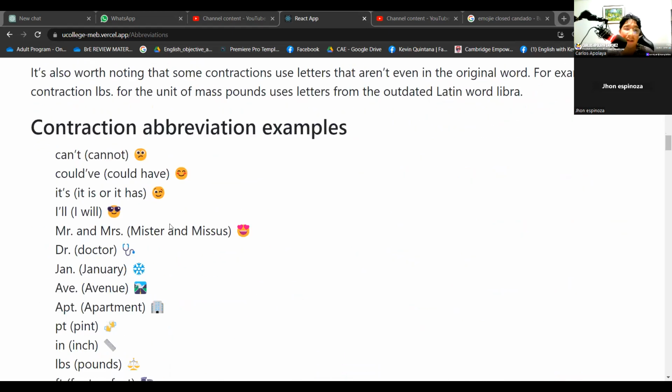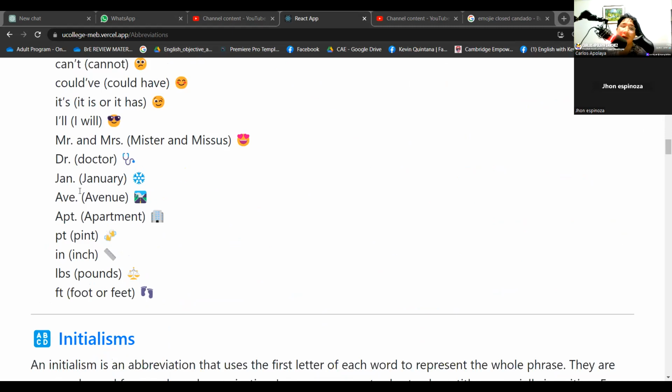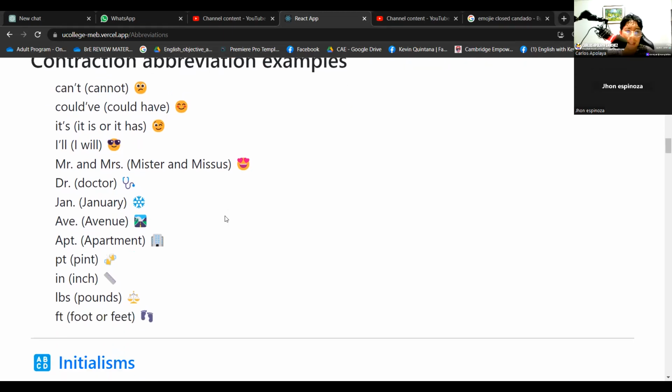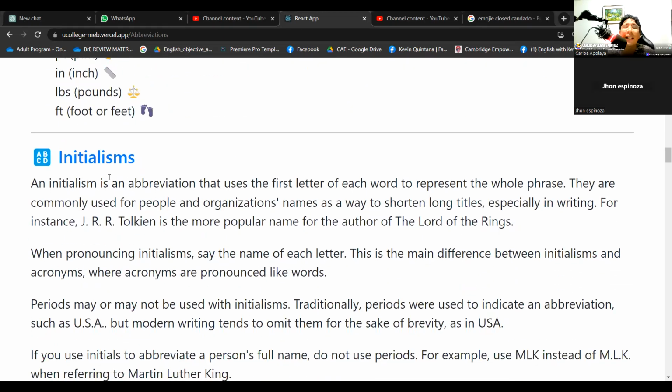Next, let's continue with this. You have here contractions like Mr., Mrs., Dr., Jan. Remember that we use contractions when we refer to the months of the year, Jan, avenue, apartment, apt, inch, pounds, and feet or foot. These are contractions. Questions? No. Nice.